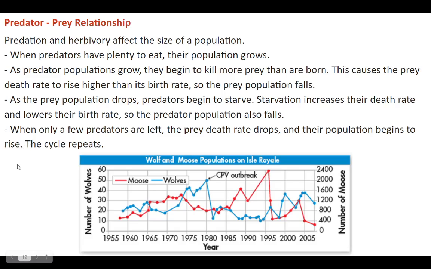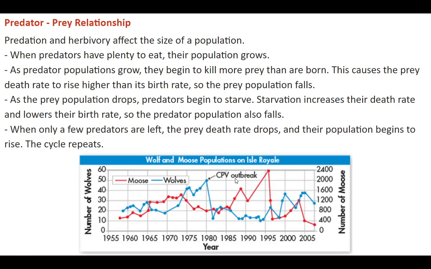Predation and herbivory affect the size of a population. This is called the predator-prey relationship. When predators have plenty to eat, their population grows. As the predator population grows, they begin to kill more prey than are born, and this causes the prey population to drop. So now, with the prey population falling, they don't have as much to eat, so what happens to the predator population? It's got to fall. And as the predator population falls, guess what happens to the prey population? Well, there aren't so many predators, now they can do better. The prey population goes back up, then the predators follow, and so on.